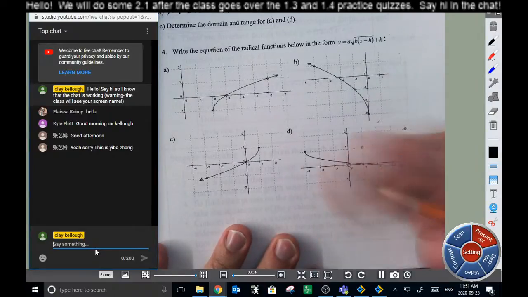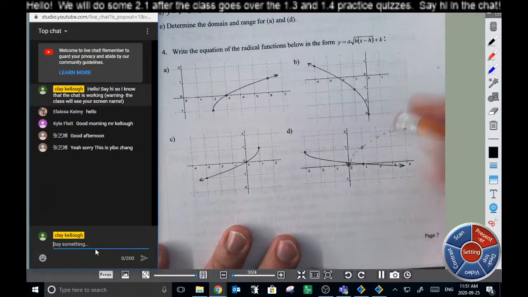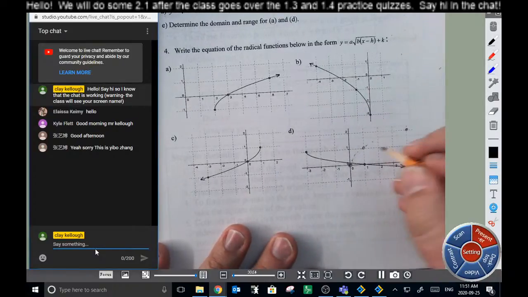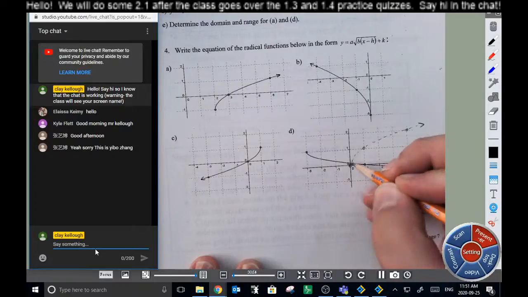Oh, parent graph. Oh, I'm just sorry, being a perfectionist for this one after the last one was so ugly. There's my parent graph. Okay, vertex tells me H and K.